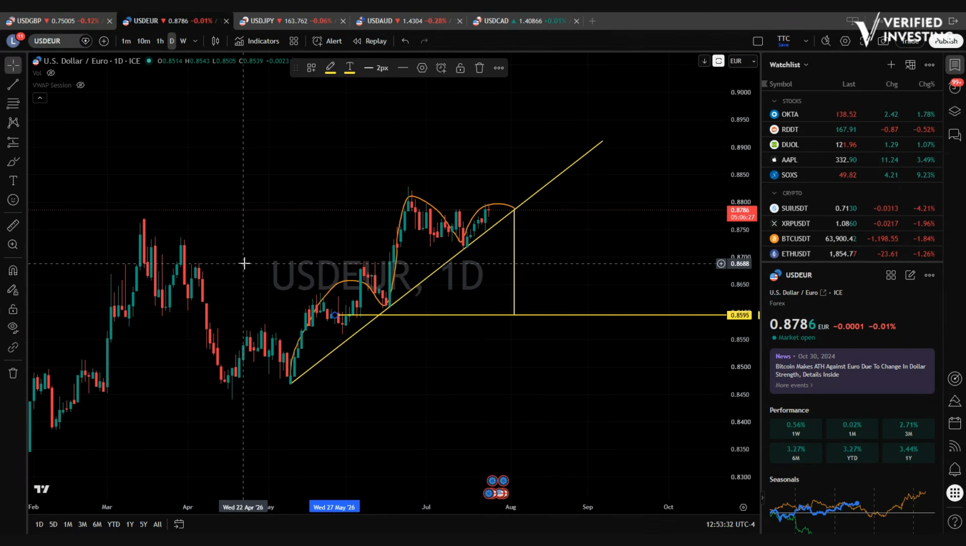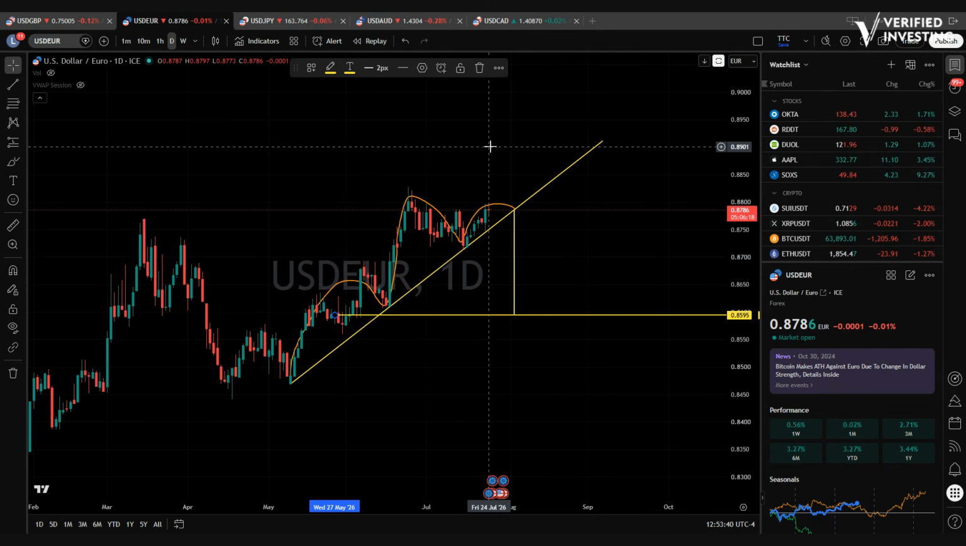So this is just something to keep on your radars, guys. Can this break? And if it does fall, maybe look for a move down there. And the question is, well, when do we take advantage of that? If I wanted to trade this head and shoulders pattern, where can I get in?